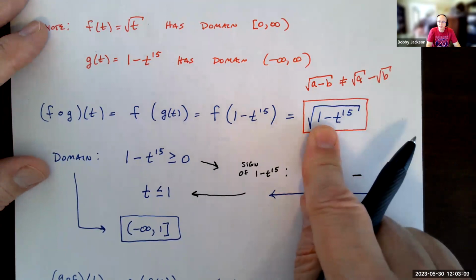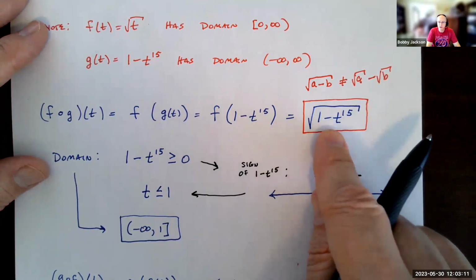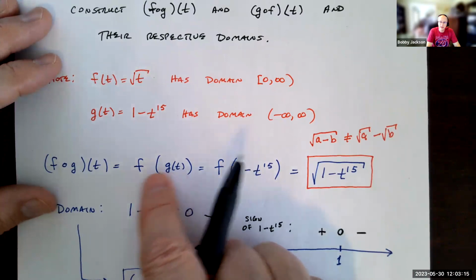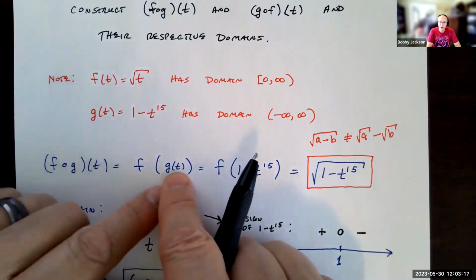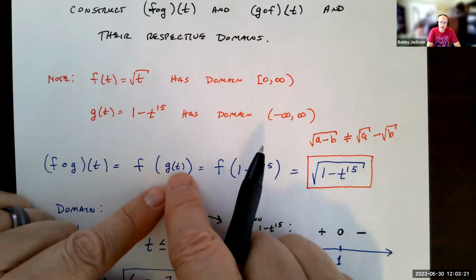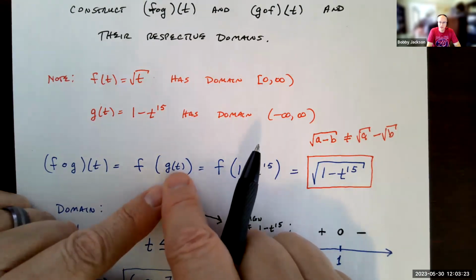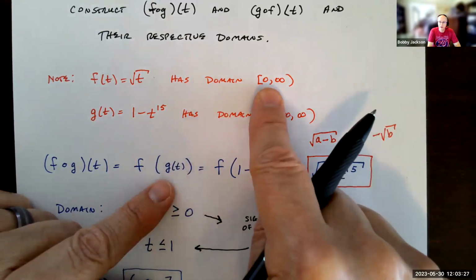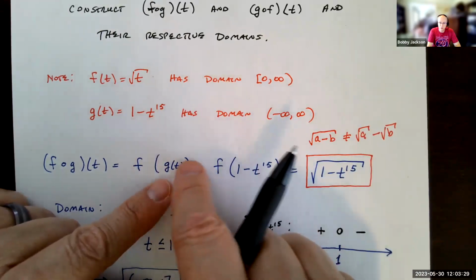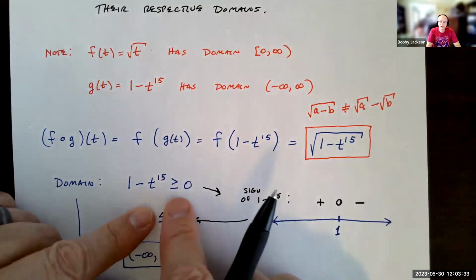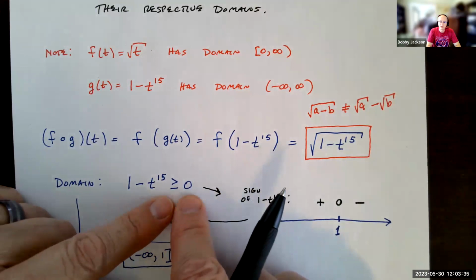So what's the domain now of this function? Well, we start with the function g of t, what we're plugging into the function f. What's its domain? Its domain's all real numbers, so we're good. We don't have to worry about anything there. But the output of g of t, right, the 1 minus t to the 15th power must be what? Greater than or equal to 0, right? Because it's going to be plugged into the square root function. So 1 minus t to the 15th must be greater than or equal to 0.